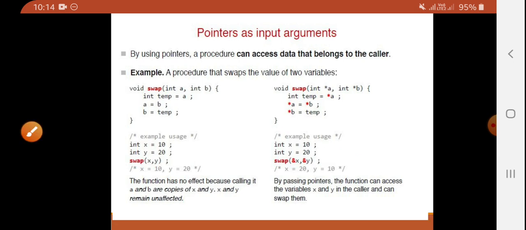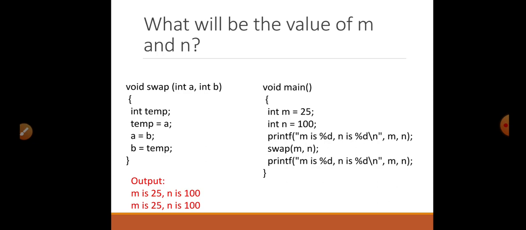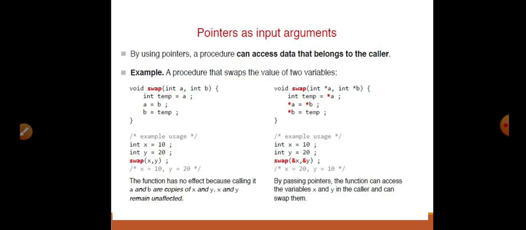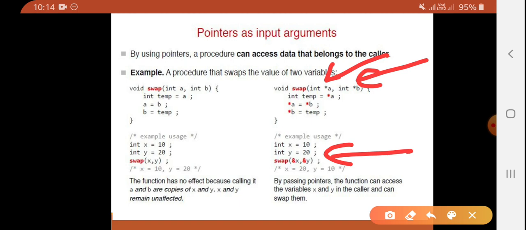In the earlier case, we passed m and n, that is the value of m and n. Now in pointer as a function argument, we are passing the address of the variable. Okay, so what change do we have to make? First, in the function call, we have to pass the address of x and the address of y. In order to store the address of x and y, we have to take pointer variables. So now a and b are pointer variables. So a will store the address of x and b will store the address of y.